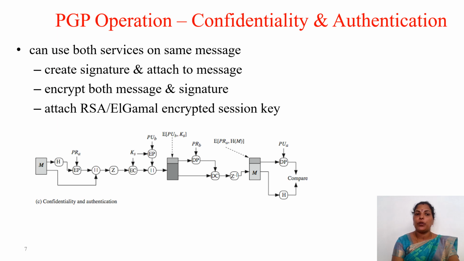So combining both, it can use both services on the same message. That is, we are creating the signature and attaching it to the message, then encrypting both the message as well as the signature, because the signature is for the authentication purpose. Then here we are attaching the RSA or ElGamal encrypted session key. So we are using both confidentiality and authentication.